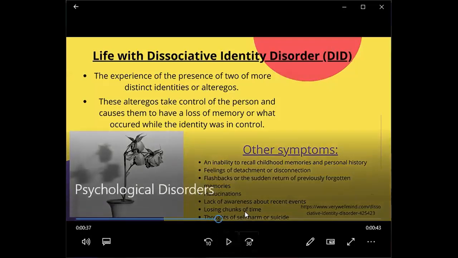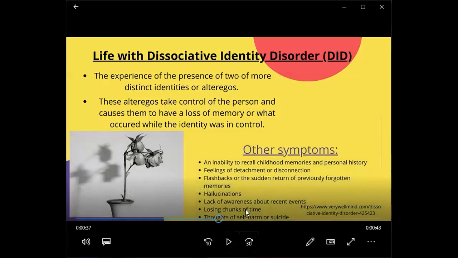All right, so now we're gonna talk about what it's like to live with DID. A person with DID is gonna have two or more identities or alter egos, which take control of the person, and it can cause them to have a loss of memory because the person that they are is now a different person. So obviously the number one person isn't going to know what number two, number three, number four did, because it wasn't them at that time.